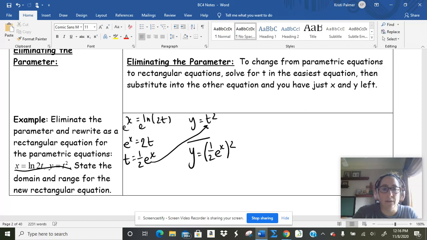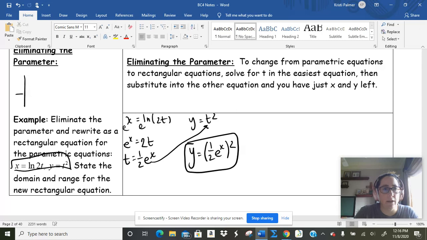And so this would be the rectangular form, and these were the parametric form. So they are exactly the same. Sometimes the domain and range can be a little bit different. So let's check out this domain.